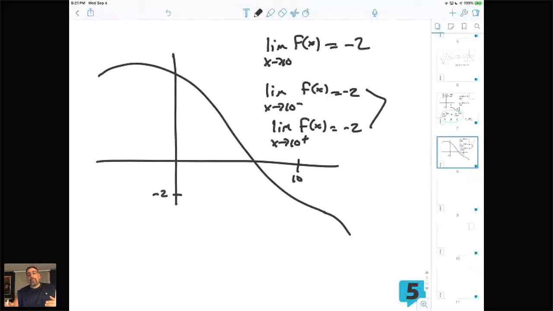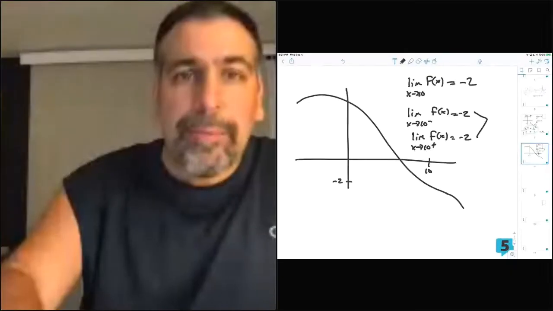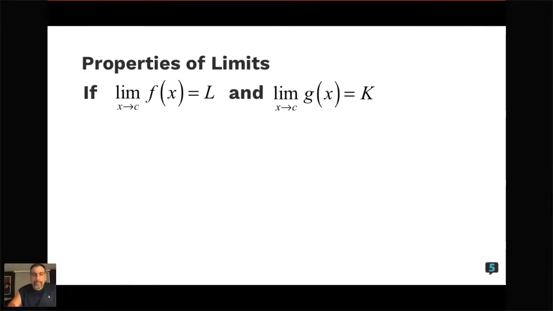Okay, so what we want to do tonight is look at some more examples, a little more complicated, but talk about how we can apply the left and the right-hand sides to get these answers. We're going to jump back. We're going to talk just a second about a few properties of limits, and then we're going to do some more examples.